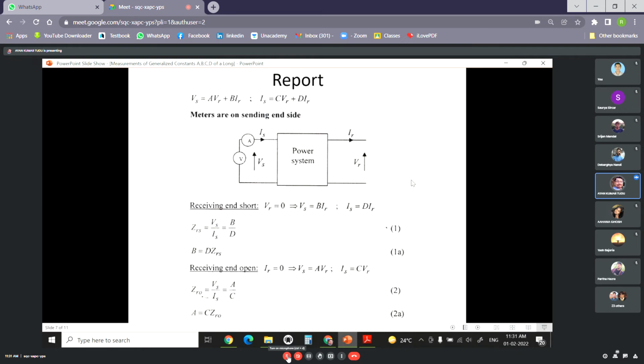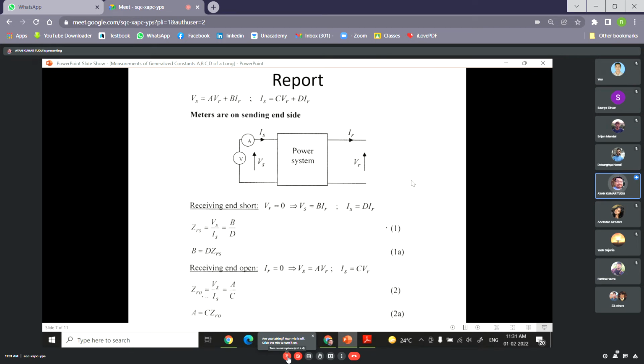So let us see how, with respect to the impedances, we can find out the ABCD parameters. We are going for the short circuit and open circuit tests, and how the impedance values will help us to find the values of the ABCD parameters. As you can see, we can write Vs equal to AVR plus BIR, and Is equal to CVR plus DIR. So the meters are on the sending end side. That is, on the sending end side we have given the supply.